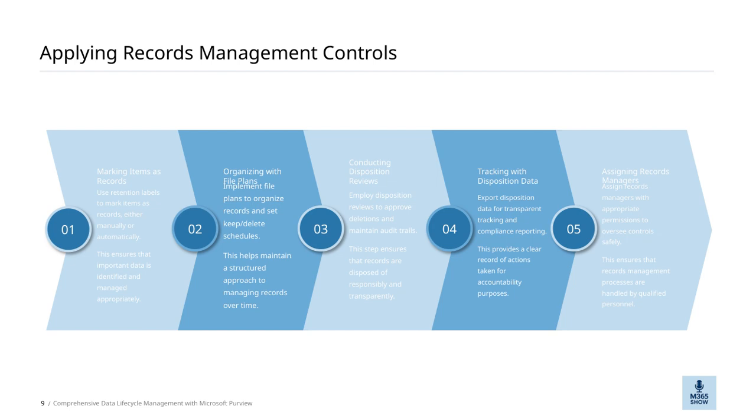Then, we have the step of conducting disposition reviews. This is where we carefully approve deletions and maintain audit trails, ensuring that records are disposed of in a responsible and transparent way. It's about accountability and making sure our processes are compliant. To support transparency and compliance, exporting disposition data is essential. It creates a clear record of all actions taken, which is vital for tracking and reporting purposes. Finally, assigning records managers with the right permissions ensures that these controls are managed by qualified personnel.